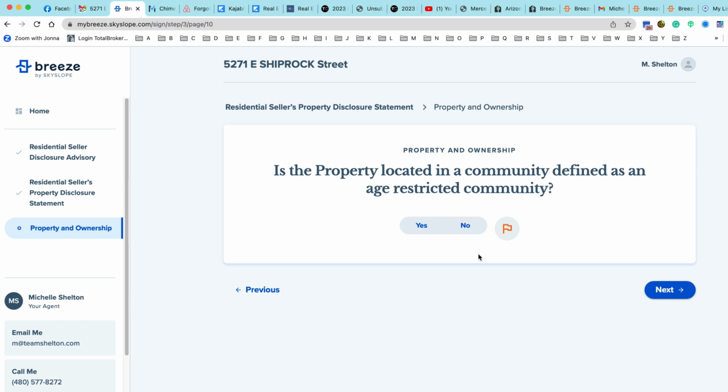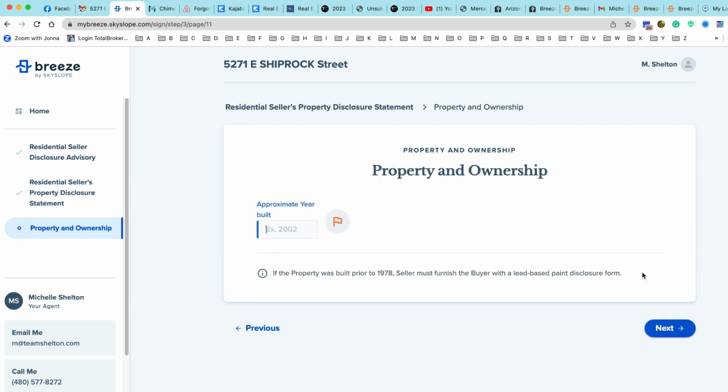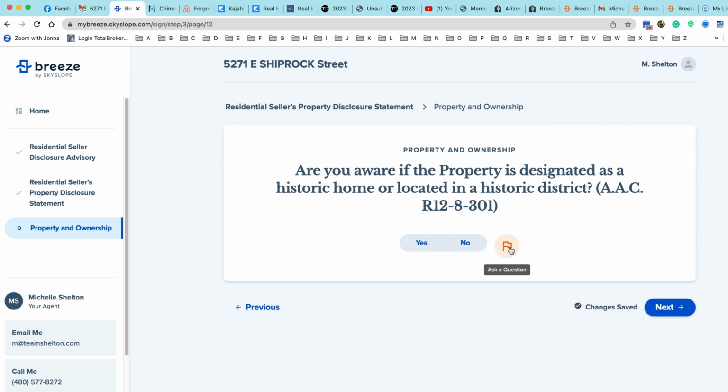Is the property located in a community defined? No. Property and ownership, approximate year built, we'll say 2000. Now I'm assuming that if you hit the little flag, that means you can come back to it or ask your agent a question. I bet that's where you can ask your agent. Are you aware if the property is designated as a historic home?